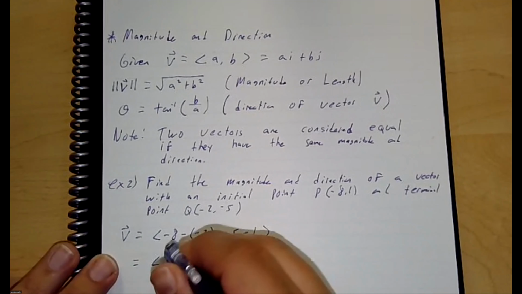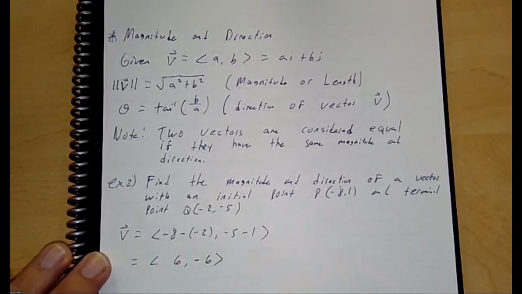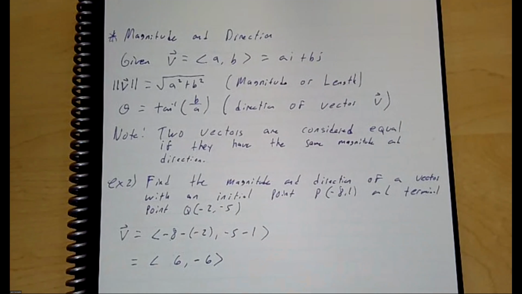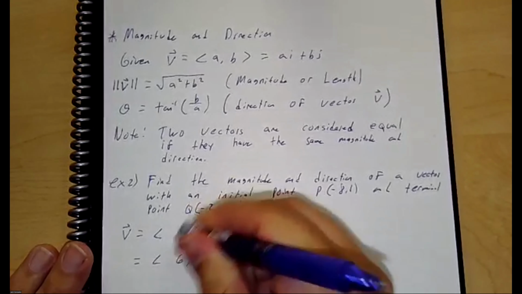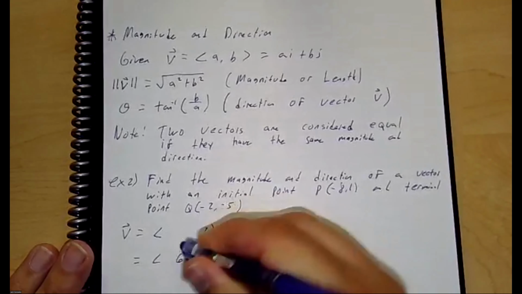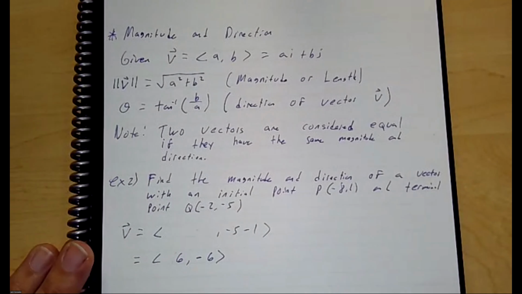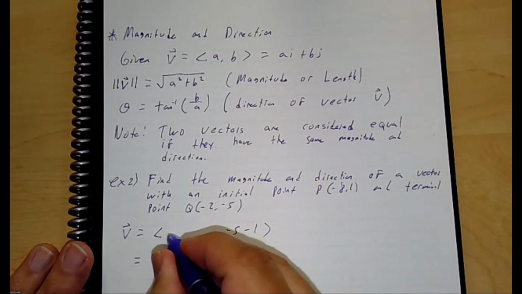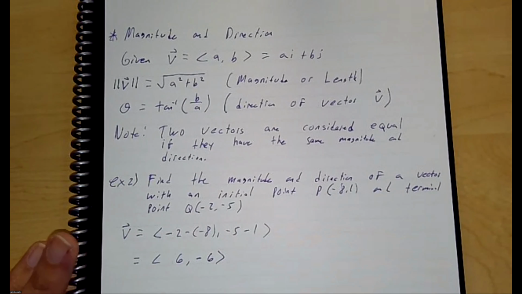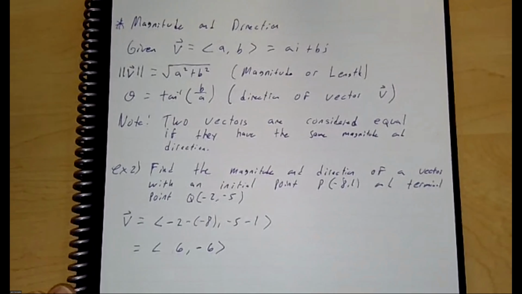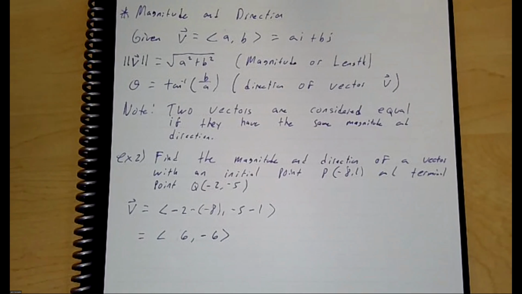Positive. No? No. Where did I mess up here? Oh, I got it backwards. Terminal is -2, initial is -8. I knew something was off. Okay. So there's the position vector.